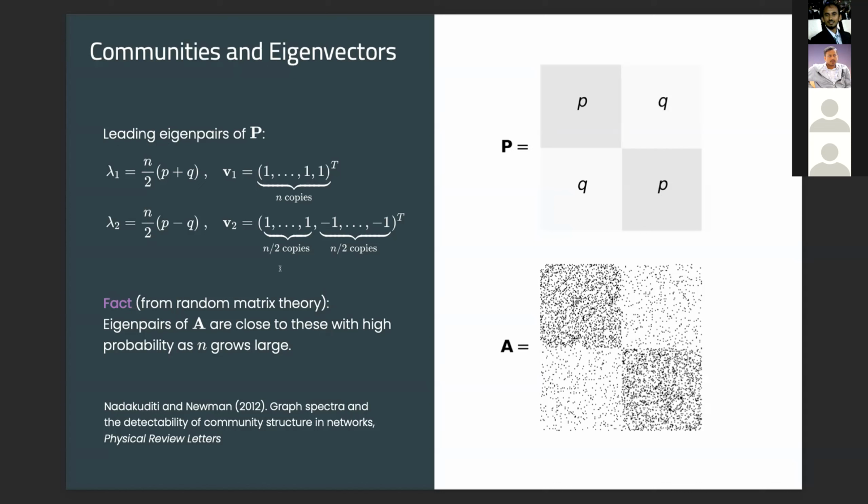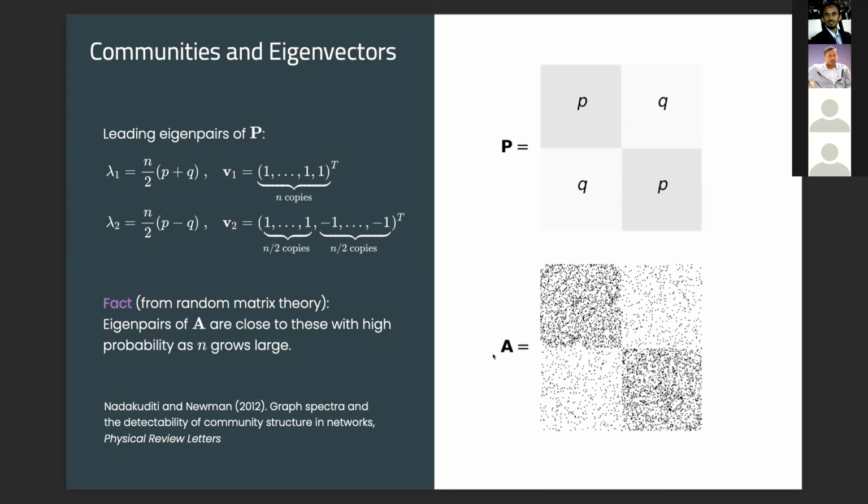Okay. And so, when we're just faced with one of these sampled graphs, we don't know this underlying matrix P. So the hope is that we'd be able to learn from that noisy structure that we do have access to, this very clear community structure. And the good news is that it's a fact from random matrix theory that eigenpairs of A are close to those of P with high probability as the number of nodes N grows large.